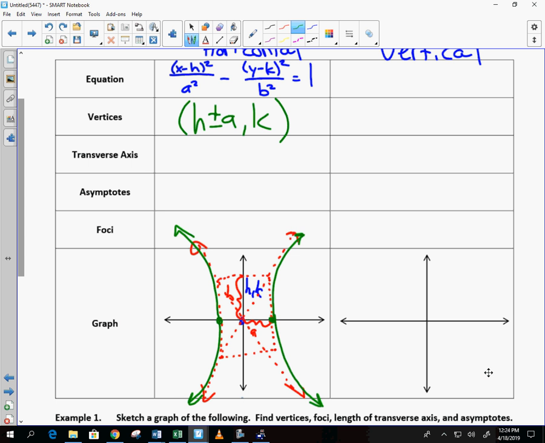The length of the transverse axis, we say that the transverse axis is the distance between the two vertices. What is the distance between the two vertices? 2a.